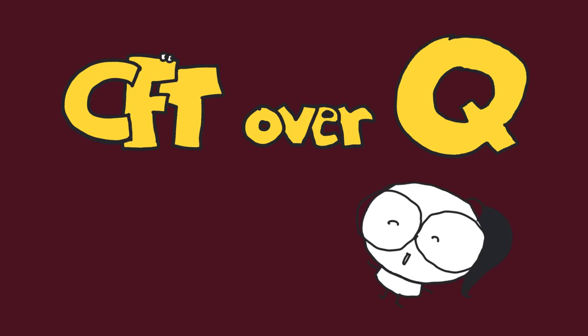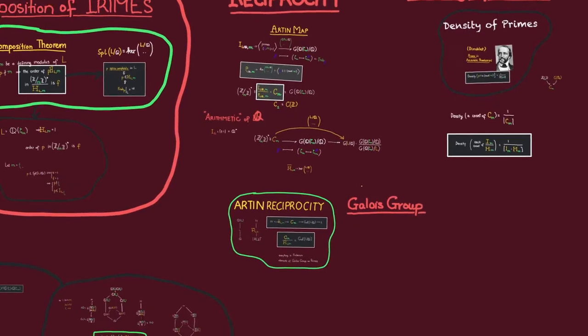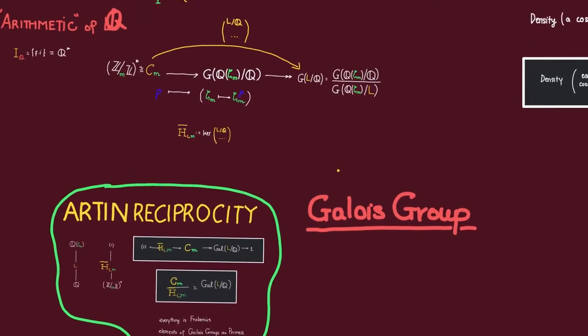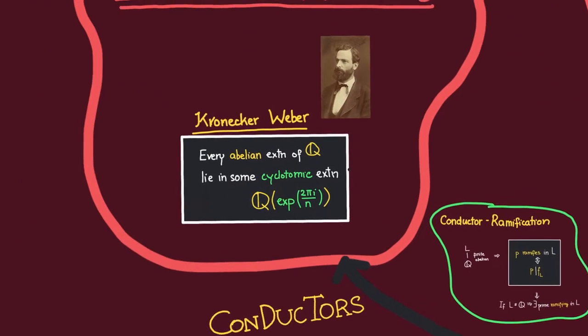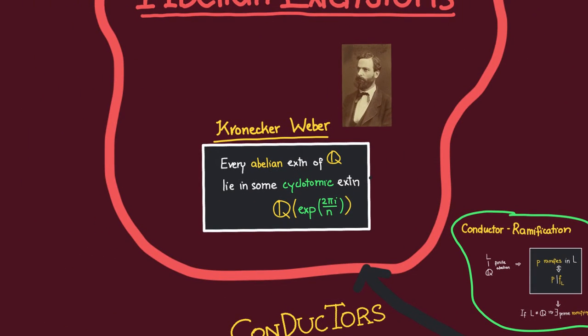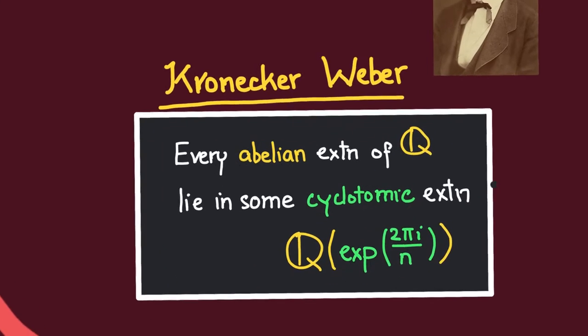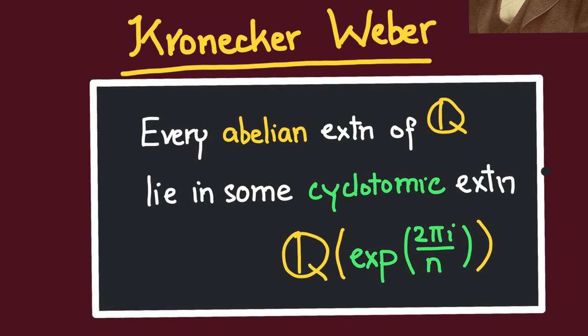So let us continue our discussion on class field theory over Q. Previously, we have fixed an abelian extension L of Q, and then we described the Galois group of L over Q in terms of the arithmetic of Q. And the way we do it is via the Kronecker-Weber theorem. By Kronecker-Weber, we know that L must lie inside some cyclotomic extension of Q.